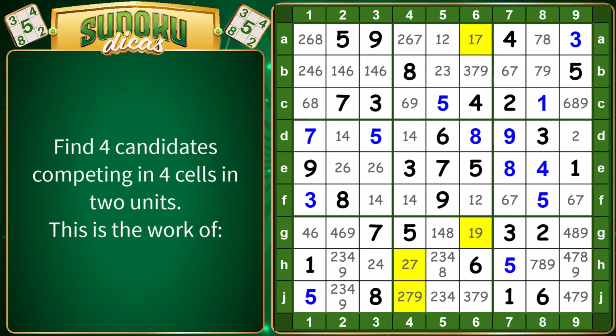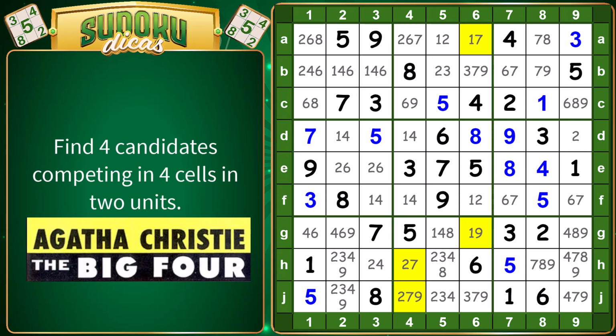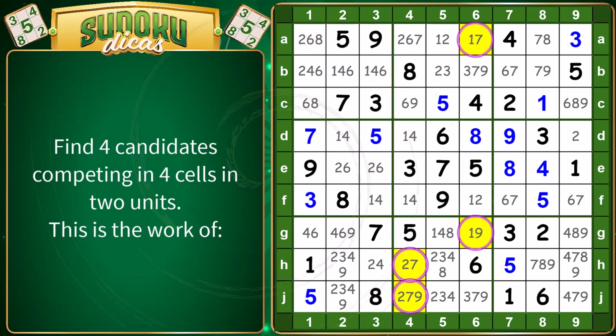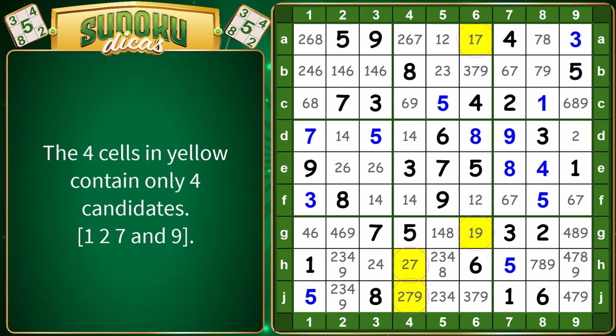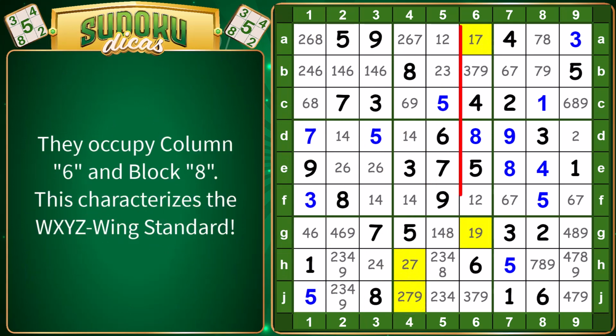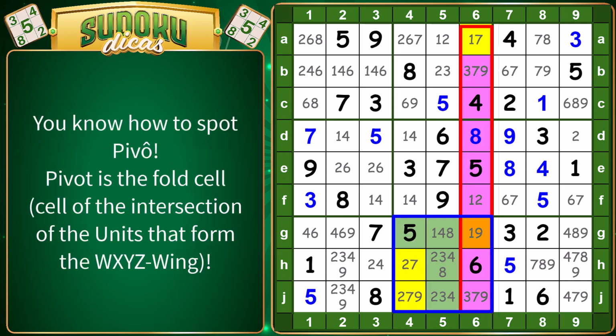Let's go to the challenges. Find 4 candidates competing in 4 cells in 2 units. This is the work of the 4 cells in yellow, which contain only 4 candidates, 1, 2, 7 and 9. They occupy column 6 and block 8. This characterizes the WXYZ wing standard. You know how to spot pivot. Pivot is the fold cell of the intersection of the units that form the WXYZ wing.